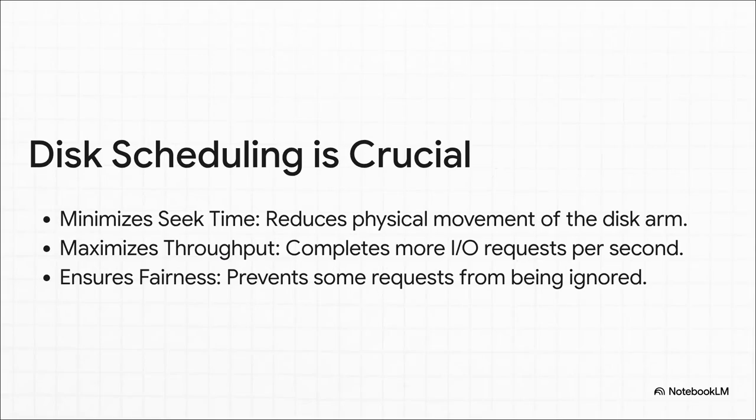For something as slow and mechanical as a traditional hard drive, the OS can't just handle requests in whatever random order they show up. That would be a disaster. Instead, it uses these really clever disk scheduling algorithms to reorder the requests, trying to minimize the physical back and forth movement of the disk's little arm. And that one optimization dramatically boosts performance and makes sure every request eventually gets its turn.